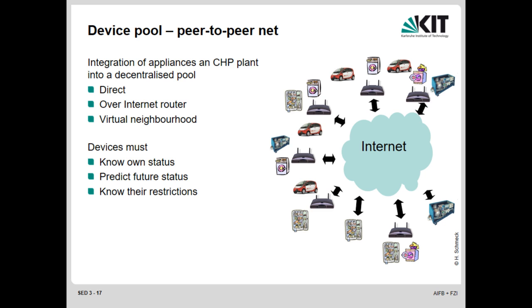Now the idea is to build such a pool of devices. We integrate all the appliances into some device pool, where they can communicate either directly or using the DSL routers, as you can see here. And so you have some virtual neighborhood, so they can communicate. The fridge can communicate with the combined heat and power plant, or with the washing machine, or with an electric vehicle.